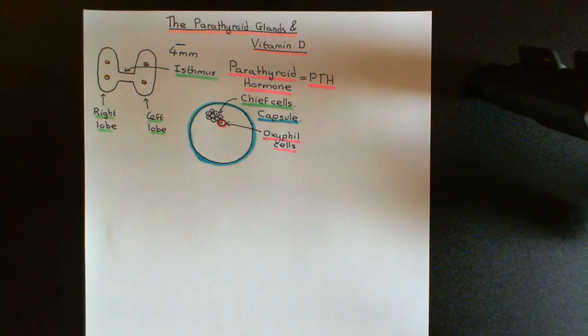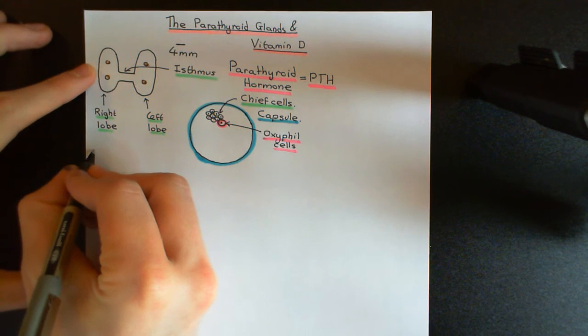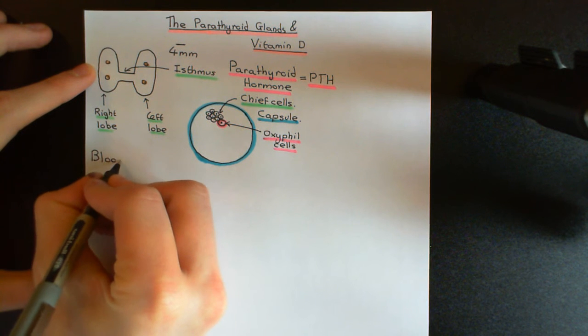So now what I want to talk about is blood calcium level, because that's where this story begins. The role of these chief cells in the parathyroid gland is to synthesize, store, and then secrete parathyroid hormone, and they secrete it when blood calcium level goes too low. So we need to know something about blood calcium level. So what I want to talk about then is blood calcium.